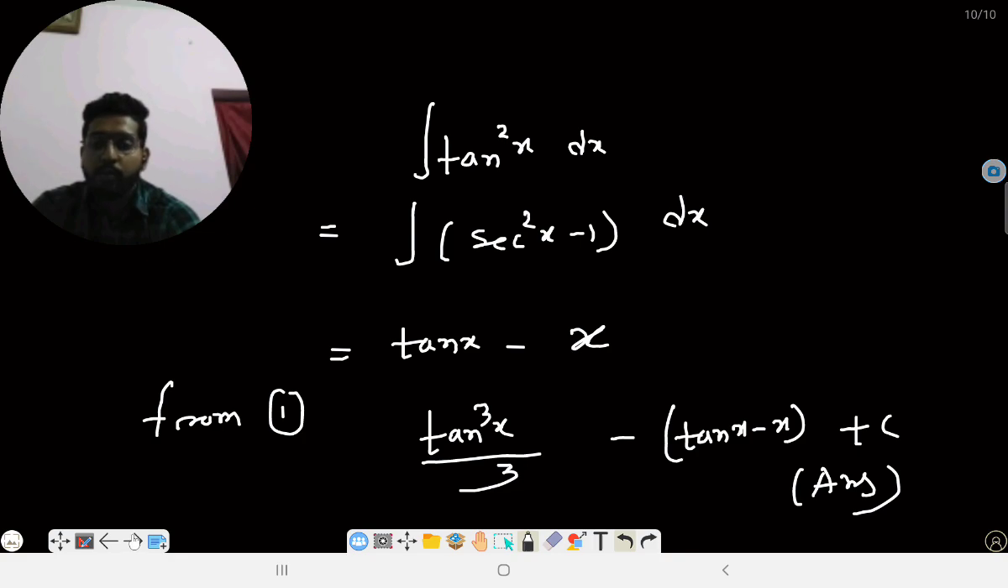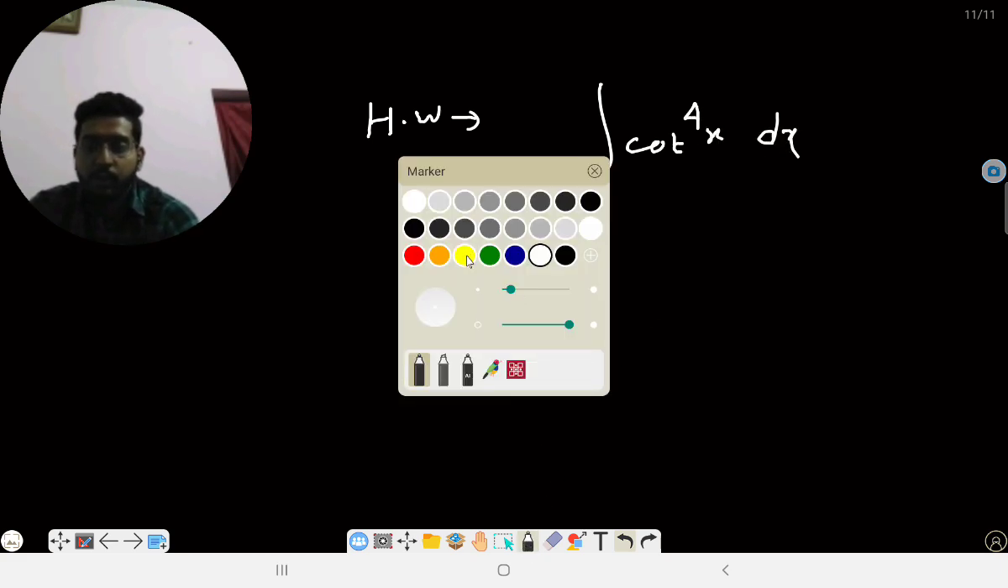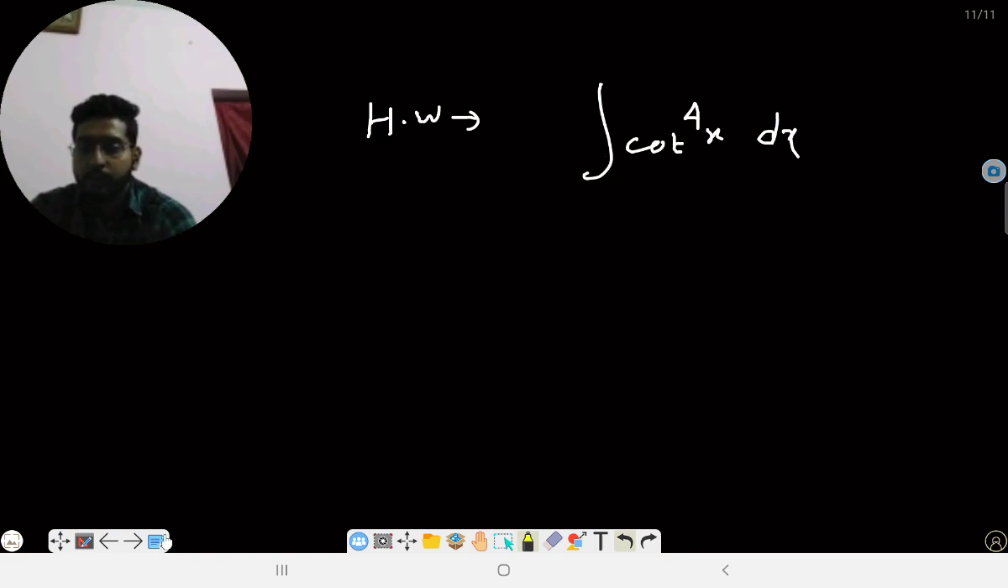Before that, tan to the power 4x dx, same thing, try this one. Try this one, integration of cot to the power 4x dx. So that will be done the same way. Okay, now we'll move to question number 5.